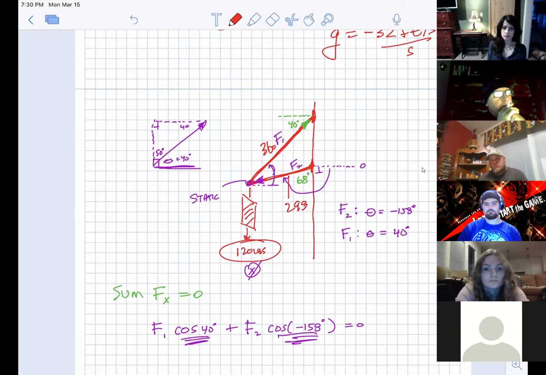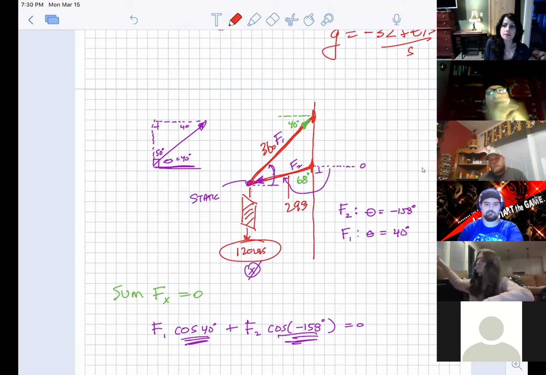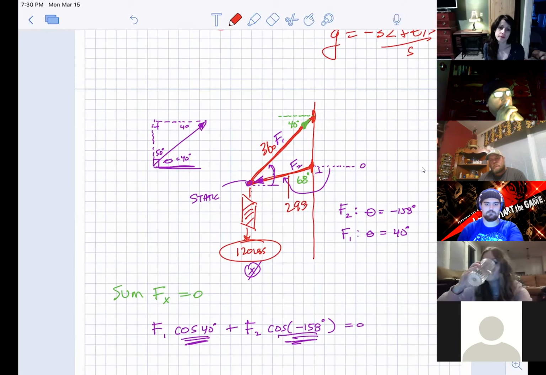So that's kind of cool. So 360 pushing right at 40 degrees and 298 pushing left at 68 degrees actually balanced each other out. So there's no force left or right now. So it's not going to want to move.